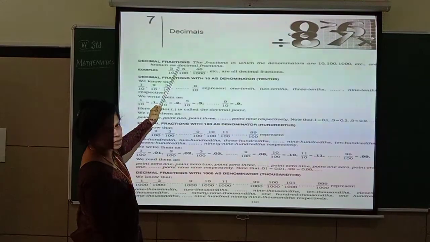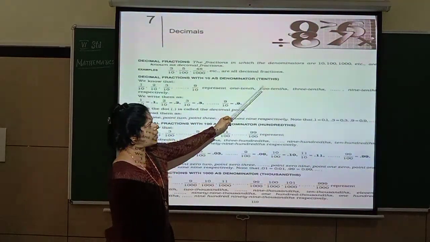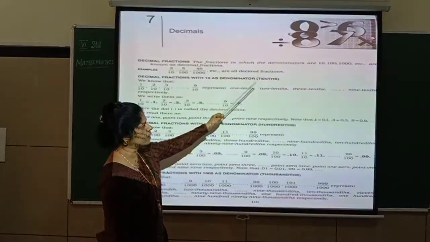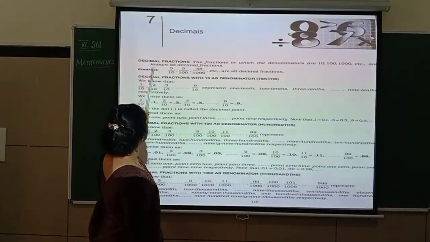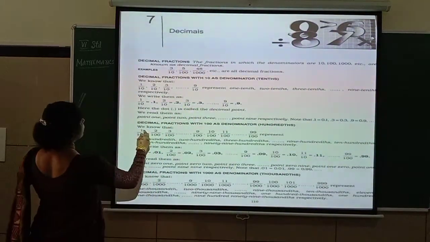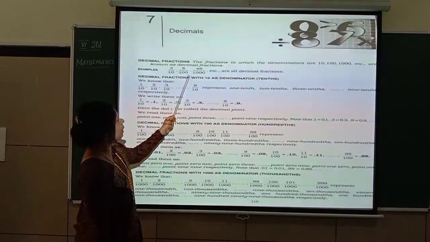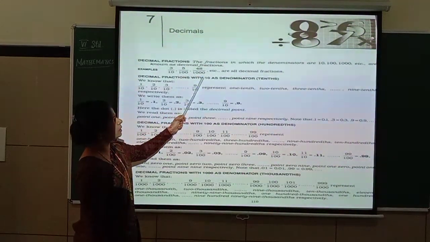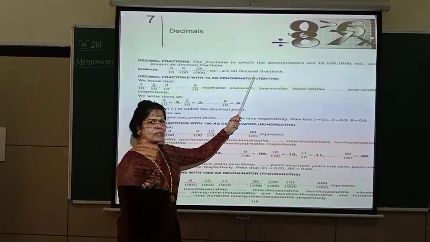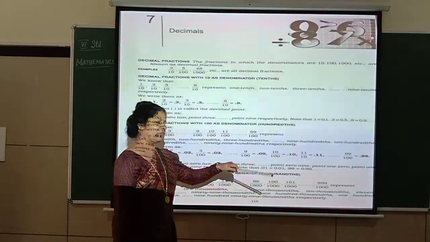Decimal fractions means what? The fractions in which the denominators are 10, 100, 1000, etc. are known as decimal fractions. That means, see the example they have already given here. For example, 3 by 10, 5 by 100, 48 by 1000, etc. are all decimal fractions. If it is 10, 100, 1000, 10,000 like that, then it will be a decimal fraction.